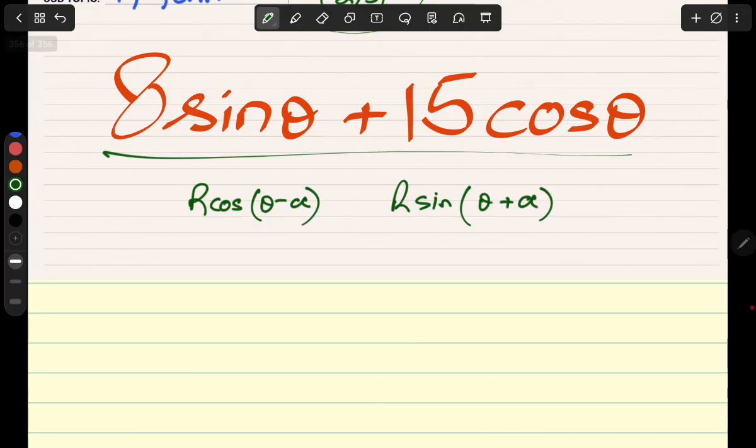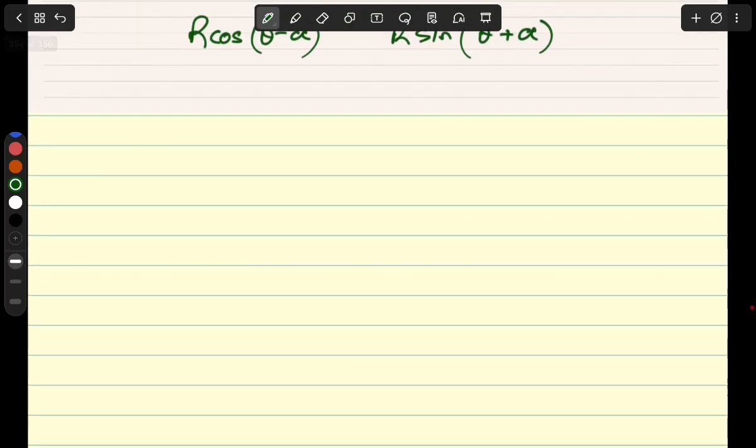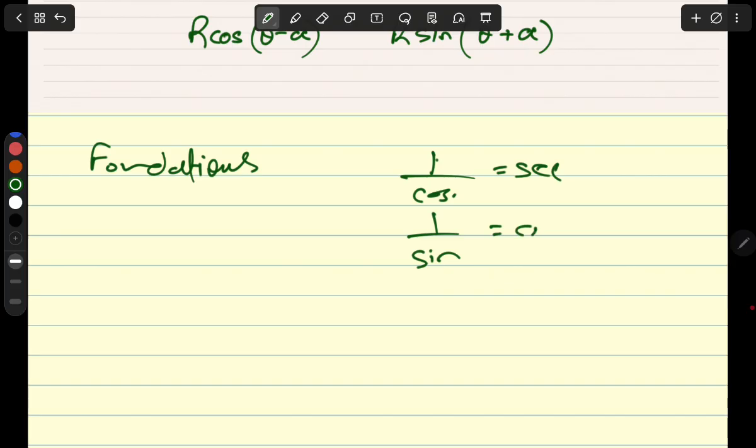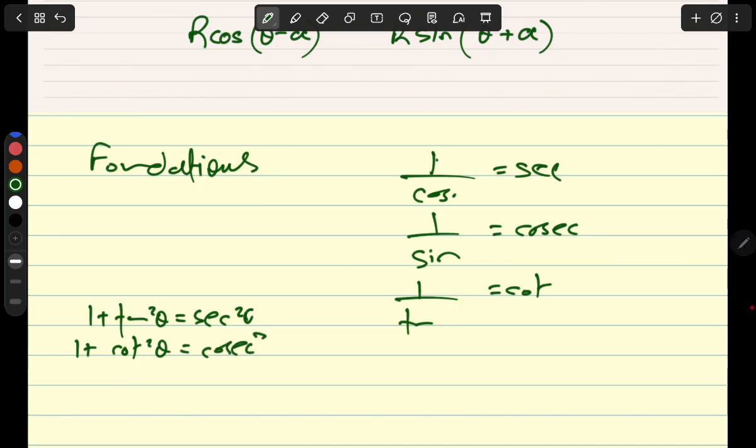Now, let's do a very quick recap. Last lecture on Monday, we didn't actually solve many equations. Instead, we built the foundations. We revised AS level trigonometry. We learned the reciprocal ratios: 1 upon cos is sec, 1 upon sine is cosec, and 1 upon tan is cot. We also derived the identities 1 plus tan squared theta equals sec squared theta, and 1 plus cot squared theta equals cosec squared theta.